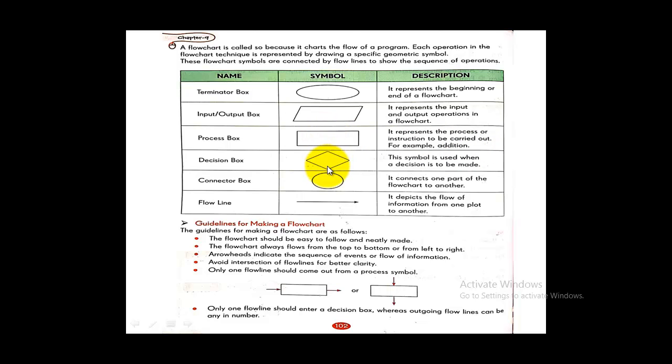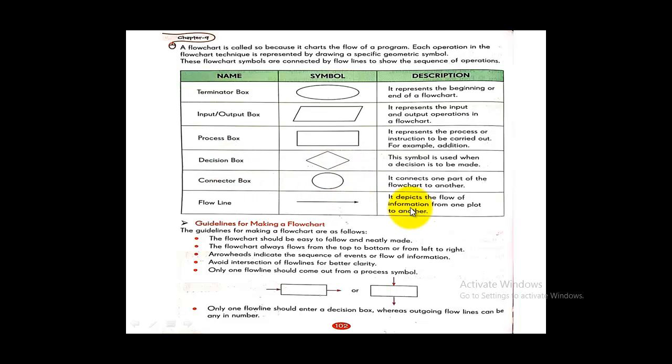First number, second number, yes or no decision, the decision box. This symbol is used when a decision is to be made, and after that a connector box. It connects one part of the flowchart to another. We will use this connector box. Decision box and connector box.